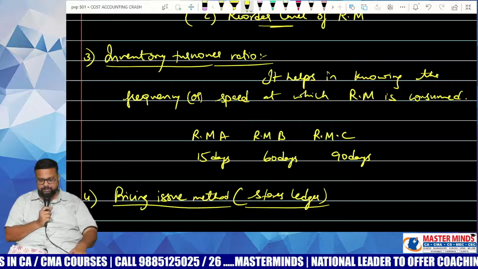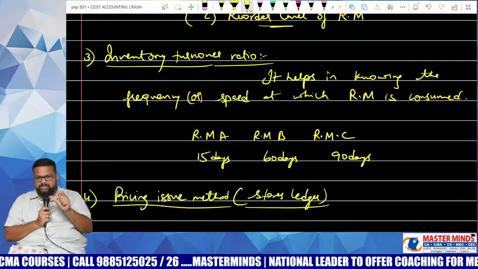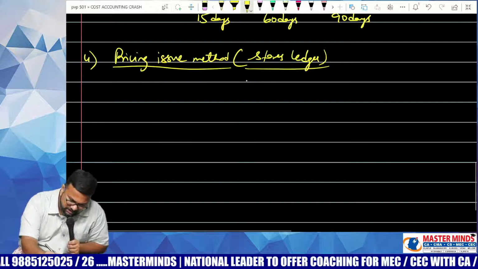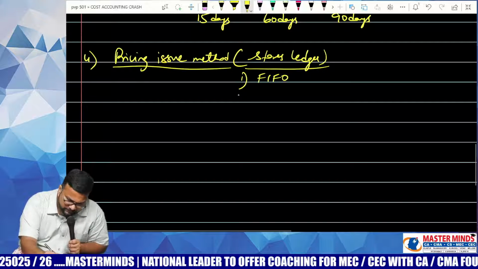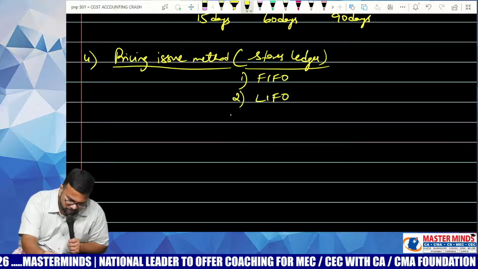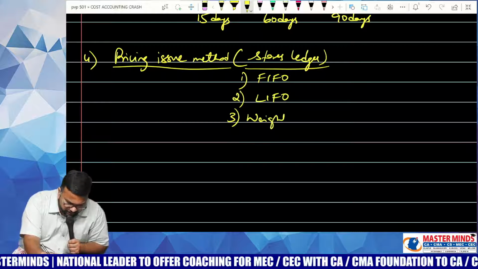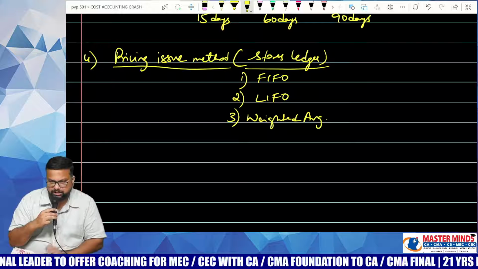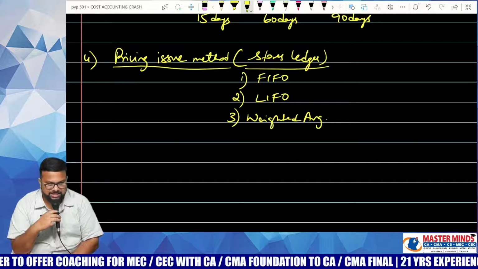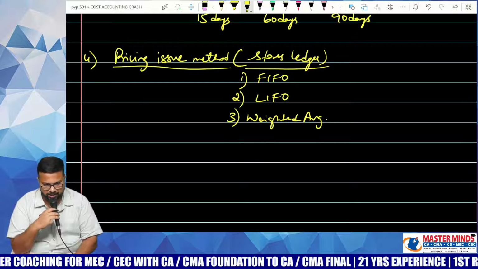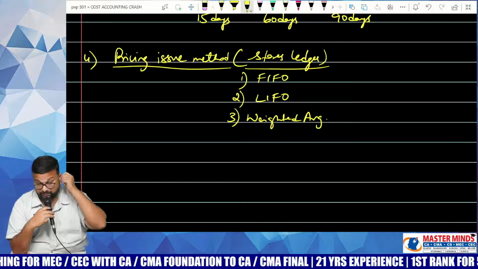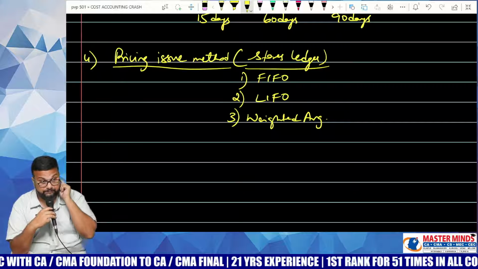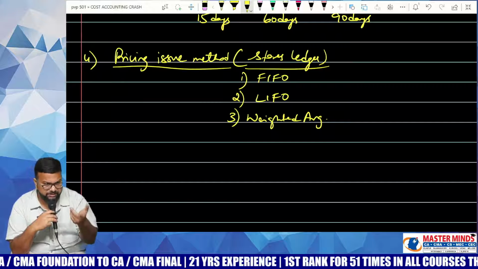So in the stores ledger, what we will see is which method is being followed for issue of material. Generally, three methods are prescribed: one is FIFO, second is LIFO, third is weighted average. Completely procedural, very easy to do. In the last examination, instead of asking a question separately on material cost, he has clubbed this with some other chapter. He asked us to prepare a stores ledger and clubbed this content with some other chapter. Which chapter is it?